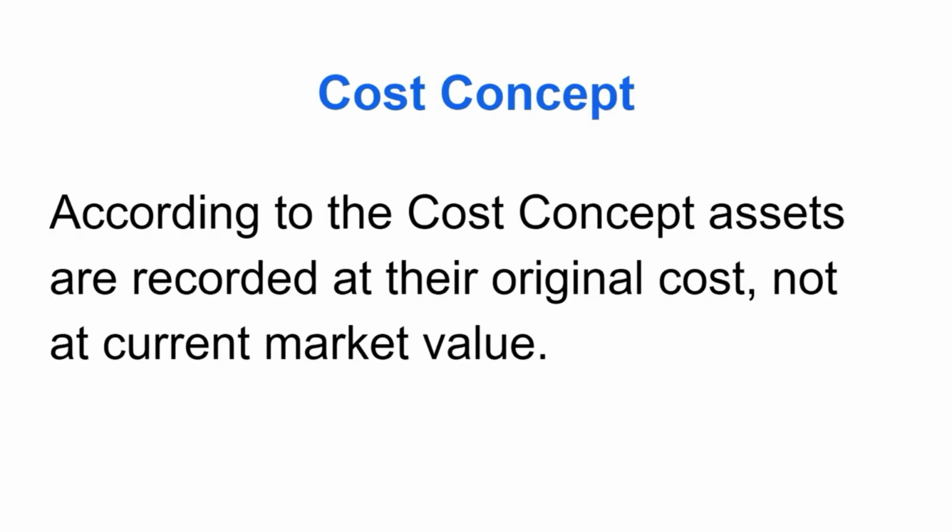Cost concept. According to the cost concept, assets are recorded at their original cost, not at current market value. It means that we record the cost of the asset at the price we have purchased, not according to their current value. For example, we buy a building for rupees 10 lakh, and in future if the cost increases to 15 lakhs, we still record the cost of the building as 10 lakh in our books because it is the cost at which we purchased the building.